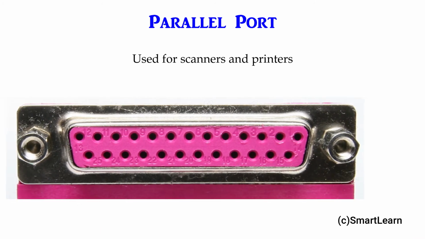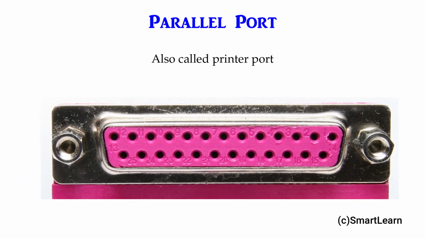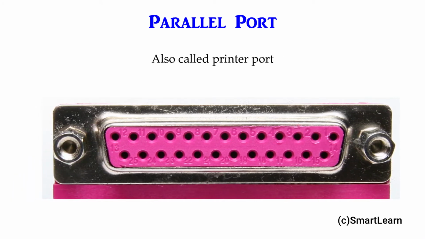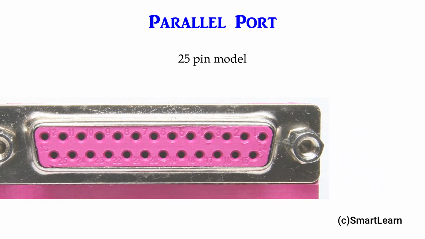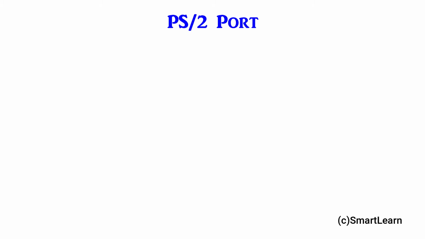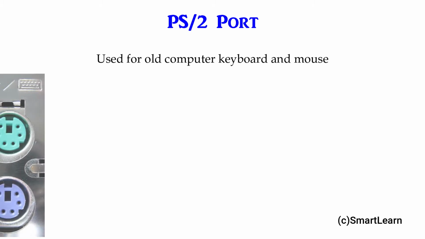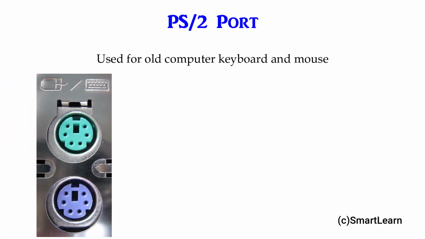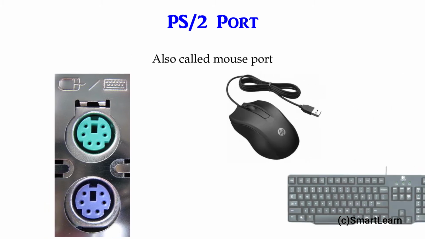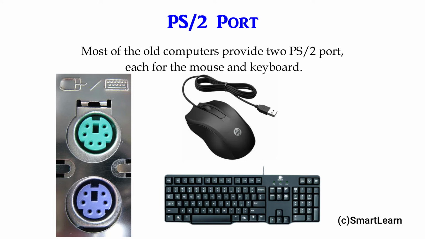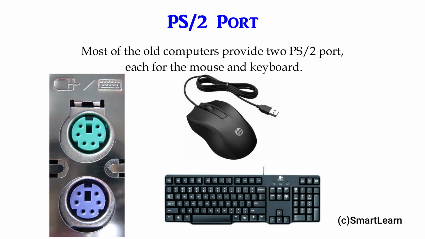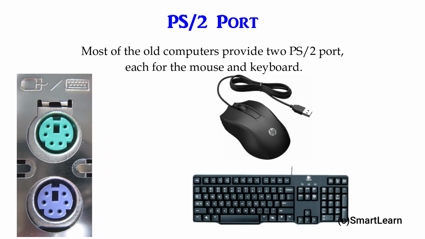Parallel port. Parallel port is used for scanners and printers. It's also called printer port. Parallel ports are 25-pin models. PS2 port. PS2 port is used for old computer keyboard and mouse. It's also called mouse port. Most of the old computers provide two PS2 ports, each for the mouse and keyboard.